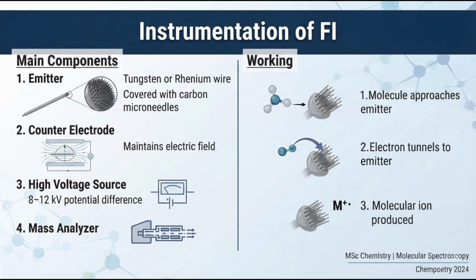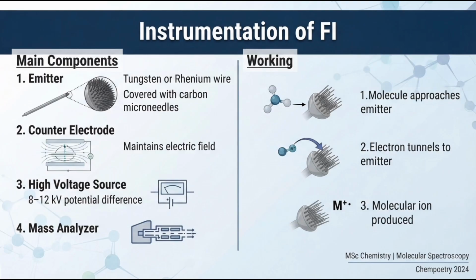Next is the high voltage source. A high potential difference is applied between the emitter and counter electrode. The exact operating voltage depends on the instrumentation and emitter geometry, but the important point to focus on is: high voltage plus very sharp emitter equals extremely strong local electric field.